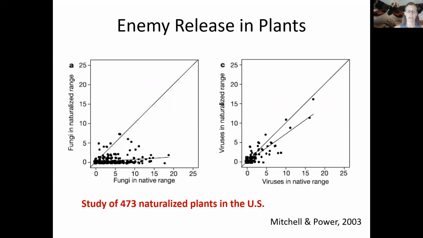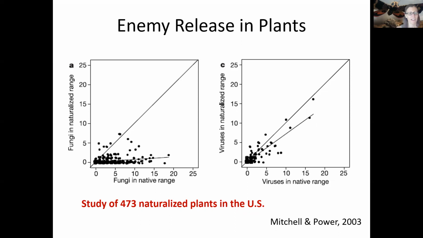Here's some evidence of enemy release more broadly in different plants that have naturalized. So those are ones that have at least established in a non-native range outside of human cultivation. And the important thing on here is to notice where the 1-to-1 line is, right? So the line at the 45-degree angle going up. If you are a dot, and this is 473 naturalized plants, right?